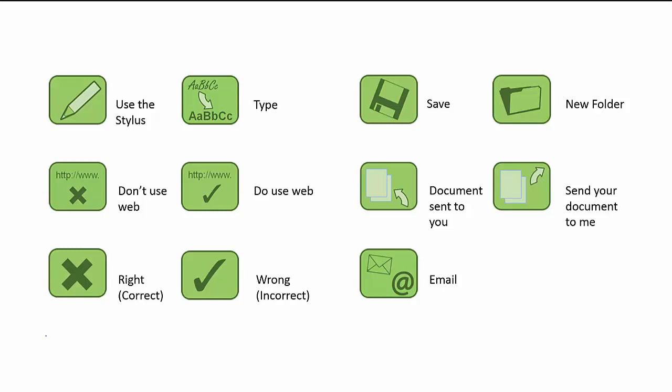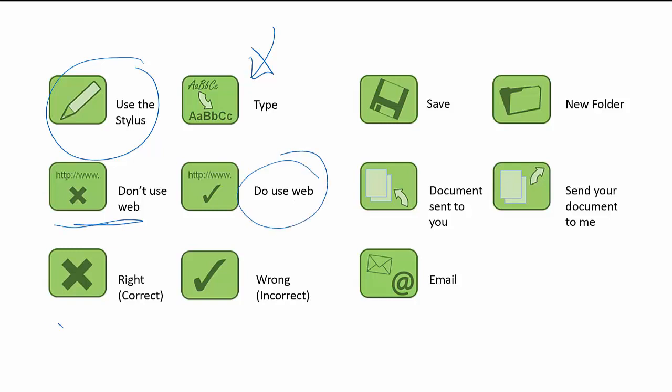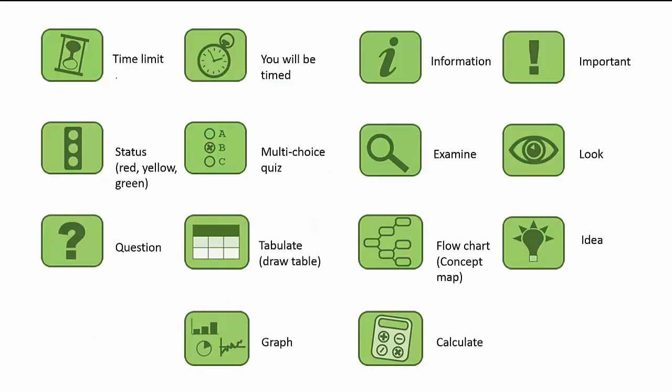So there's things like, I want you to use the stylus, or I want you to type. There's things like, don't use the web, really important. I want you to think for yourself, or do use the web. There's right answers and wrong answers. There's instructions like, I want you to save your work. I want you to make a new folder to put this in, or I'm going to send you a document, or I want you to send this document to me, and maybe I want you to email it. Or there's going to be a time limit on this task, or I will be timed. You will be timed. It's a performance thing, or it's for information.